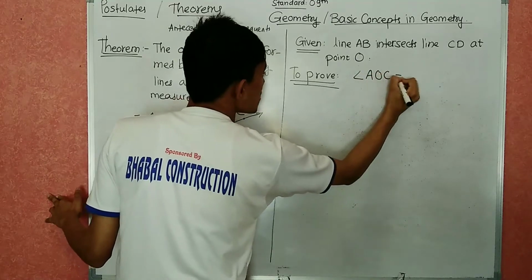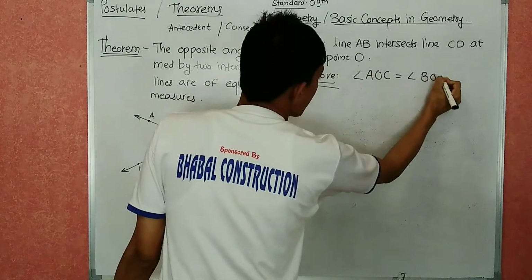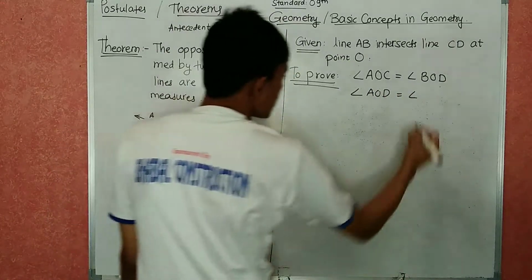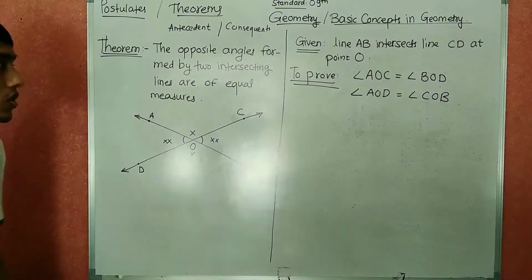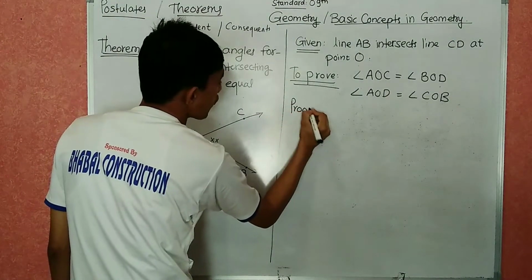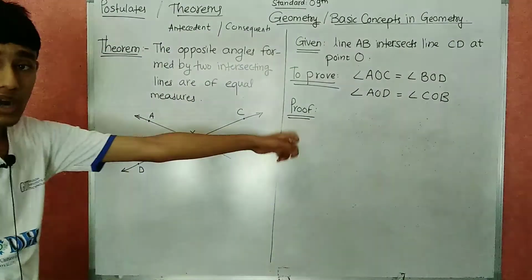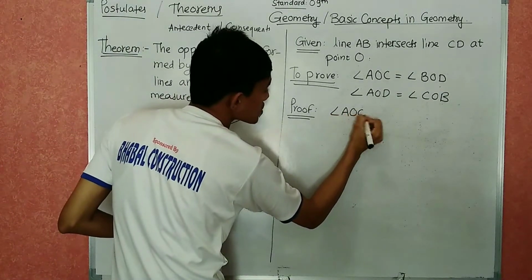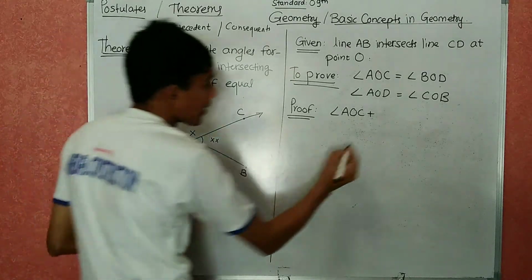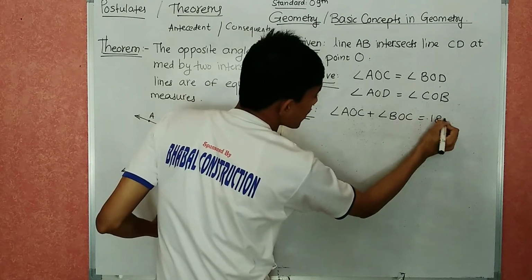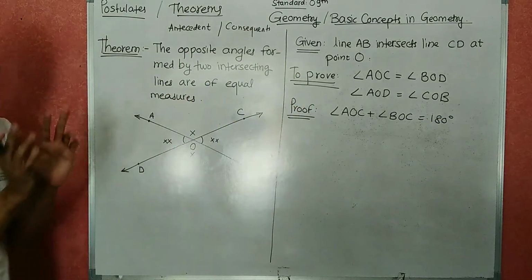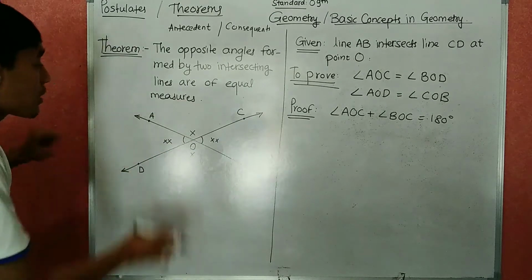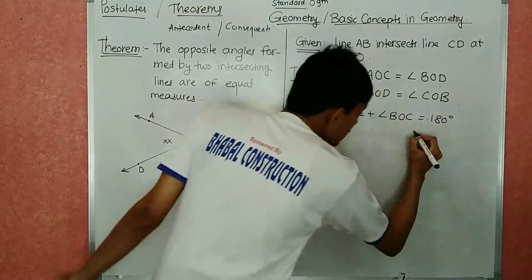Angle AOC is equal to angle BOD, and also we have to prove that angle AOD is equal to angle COB. We will take the first proof now. Whatever we write in the proof part will be called the consequent. So we take angle AOC plus angle BOC equals 180 degrees. The sum of these two angles is equal to 180 degrees. What is the reason? Both the angles are in a linear pair.